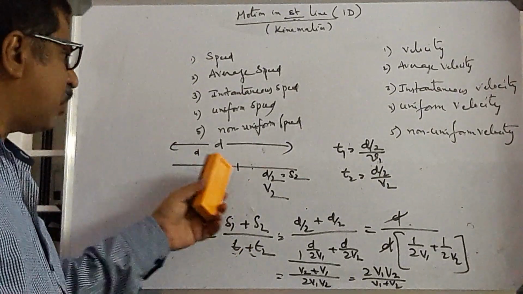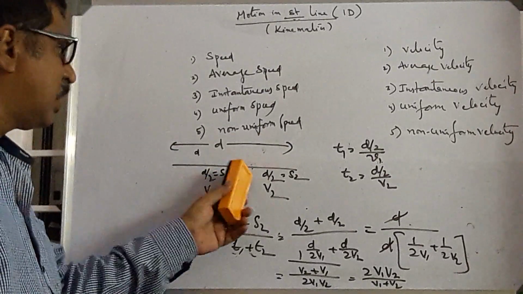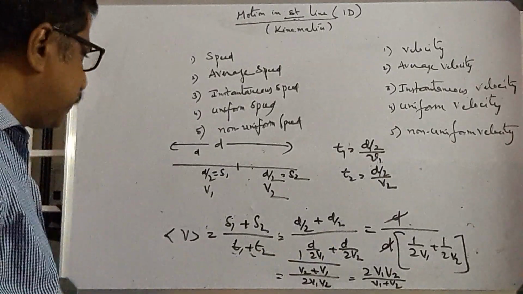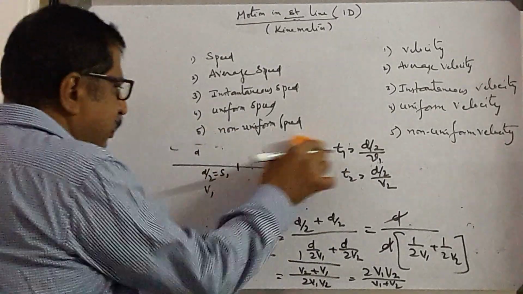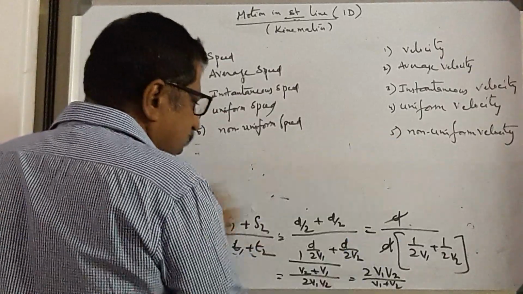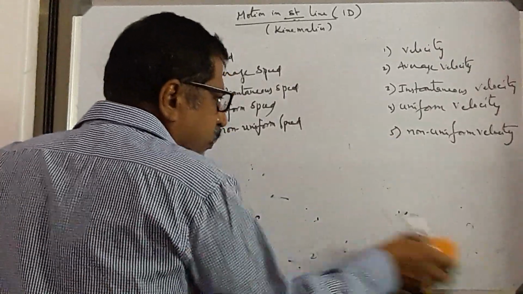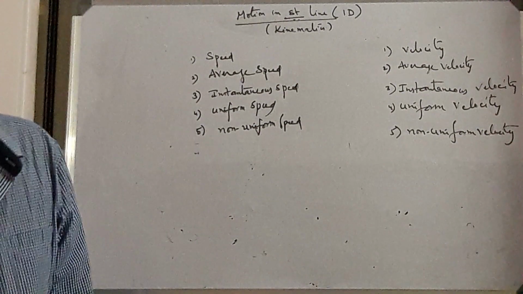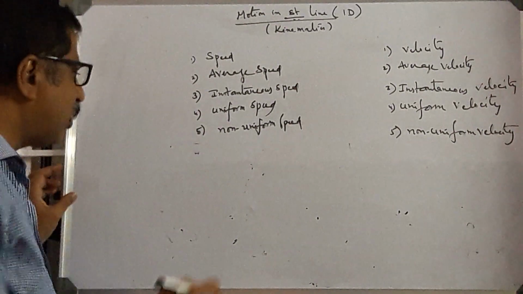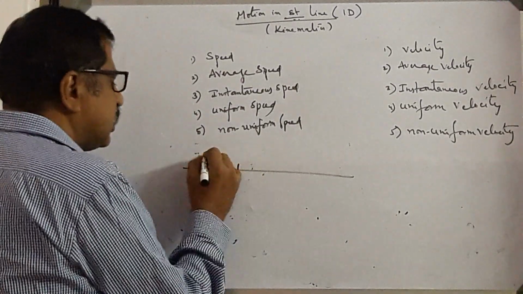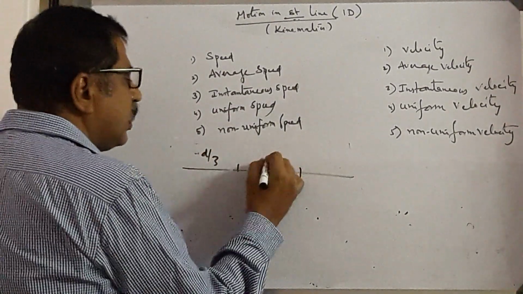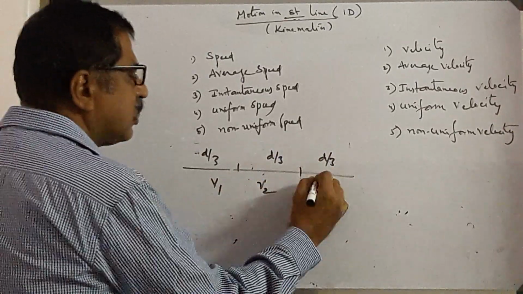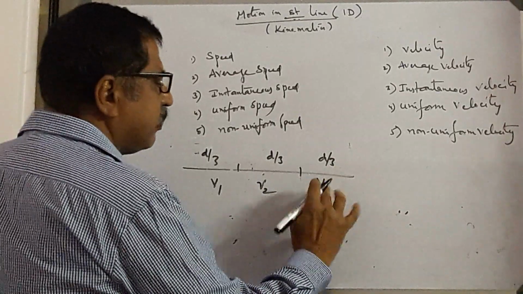If your body covers half of the distance with speed v1 and the next half with speed v2, this is the average speed of your body. Similarly, if a body travels one third of a distance, d by 3, with speed v1, another one third with v2 and another one third with v3.